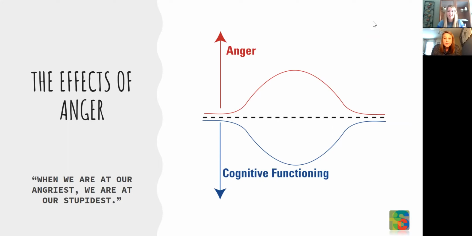And at that moment, like I just said previously, the brain is not able to process things. The more intense the feeling or behavior gets, the less the student is going to be able to access that cognitive functioning part of their brain, the thinking, logical part. And that quote on there, if you've been in a training with us before, you've probably heard: when we are at our angriest, we are at our stupidest.